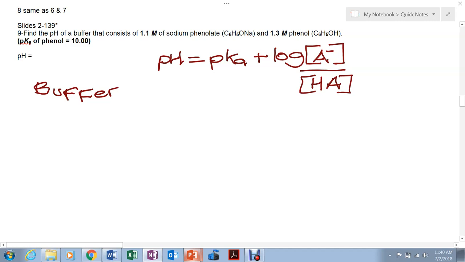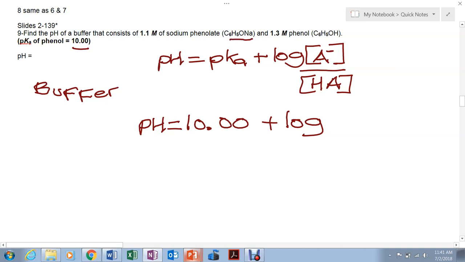Okay, so this is an easy, fast exercise. It's the pH of a buffer, so we need to find that. We already have the pKa, and we're going to plug in and solve for the pH. So what is the pKa? It's 10.00, plus the log, and the concentration of the conjugate base would be this one.